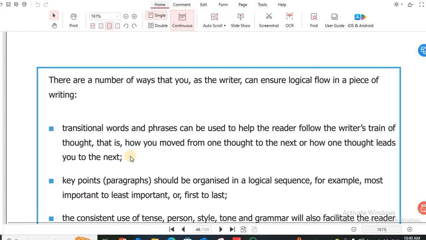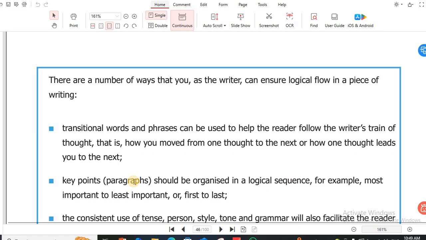Okay. There are a number of ways that you, as a writer, can ensure logical flow in the space. If you want to write logically, you need to think of transitional words and phrases, the linking words and phrases. How are you going to link sentences together? By using transition words. And the paragraphs should be organized in a logical sequence. What comes first, for example, from most important to least important, or first to last.